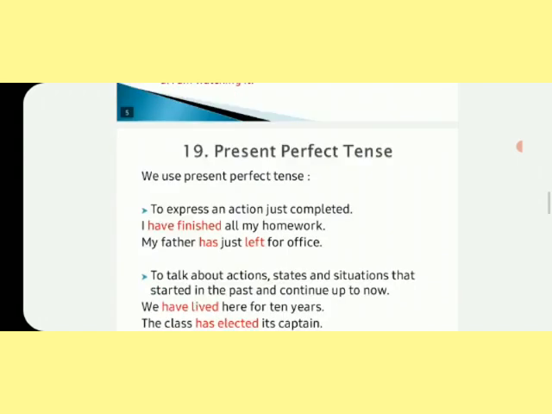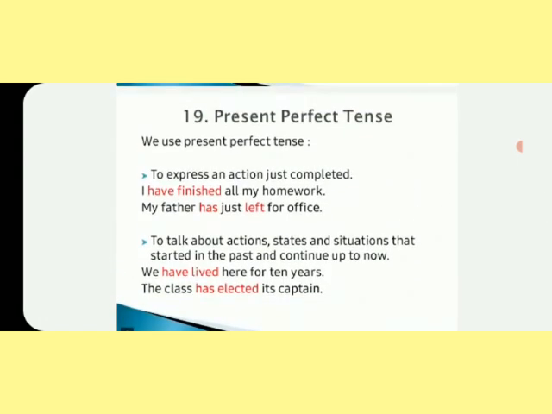Good. Now moving on to the next, the present perfect tense. We use this present perfect tense to express an action just completed, which began in the past and at present it's completed. So I have finished all my homework, so there's no more homework left to be done. At this time you have completed your job. My father has just left for office. So he is not at home, he has just left for his office.